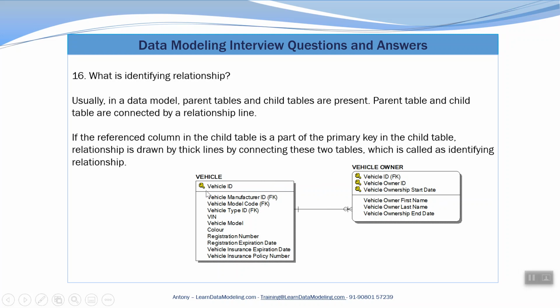As I said earlier, the columns above this line are called primary keys and the columns below this line are called non-primary keys. The same situation is here also. Vehicle ID, vehicle owner ID and vehicle ownership start date are composite primary keys, whereas these three columns, vehicle owner first name, last name and end date, are non-primary keys.